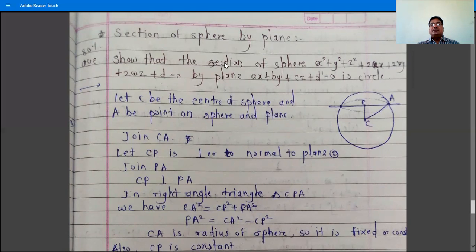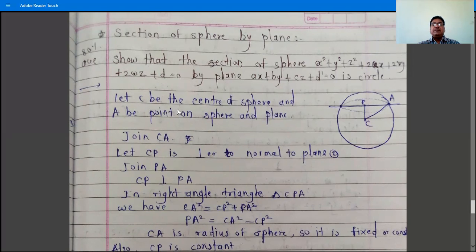So show that the section of the sphere x square plus y square plus z square plus 2ux plus 2vy plus 2wz plus d is equal to 0 by the plane ax plus by plus cz plus d dash is equal to 0 is a circle. If you observe the equation of the plane, it is ax plus by plus cz. There is no plus d because the d notation is already in the equation of the sphere. So to differentiate the notation, use d dash or d1. So we have to show the section of this sphere by this plane is a circle.